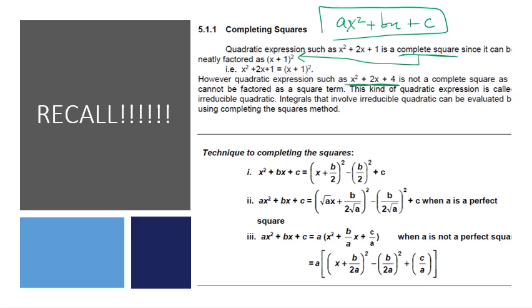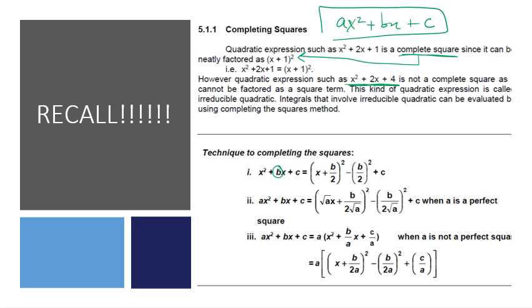So, ni recall dah pernah belajar completing the square masa sekolah menengah. How to complete the square? We have 3 techniques, but I'm just using the first technique. When we have x square plus bx plus c, macam mana nak buat adalah x plus b over 2 square, minus b over 2 square, tadi kan tambah, ni tolak pula, b over 2 square plus c. And then kita simplify.